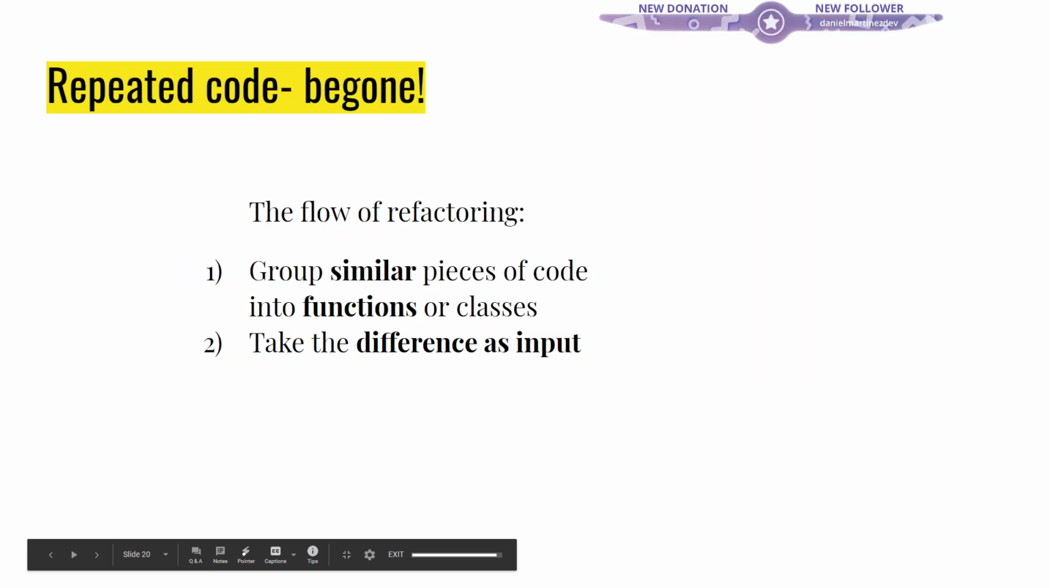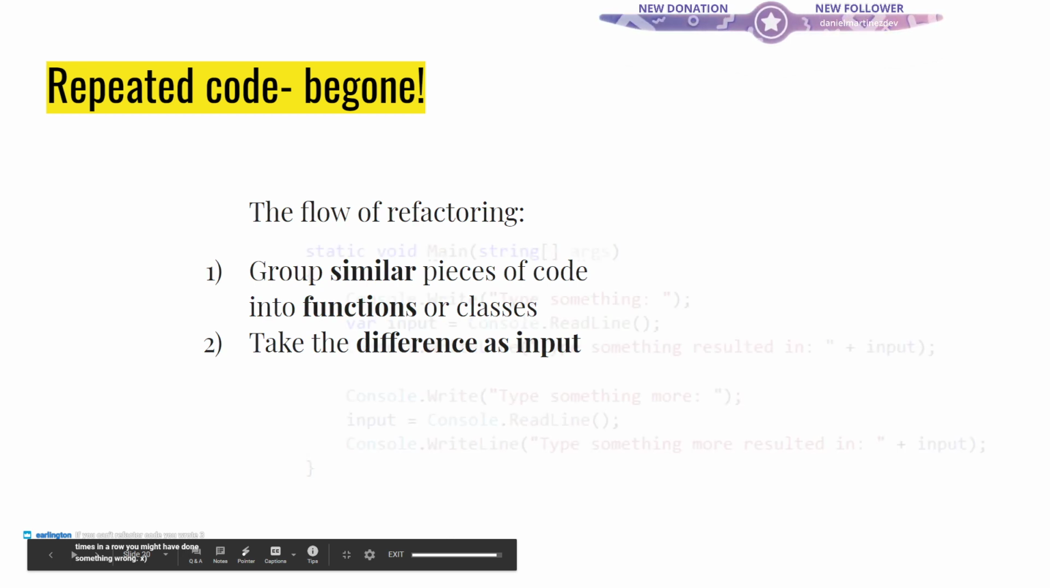So how do you refactor code? How do you know that you can refactor a function, for example? When you have a repetition, you have blocks or similar pieces of code that repeat themselves. So you split those blocks into their own scope, into their own functions or classes. And then whatever is different comes as input.